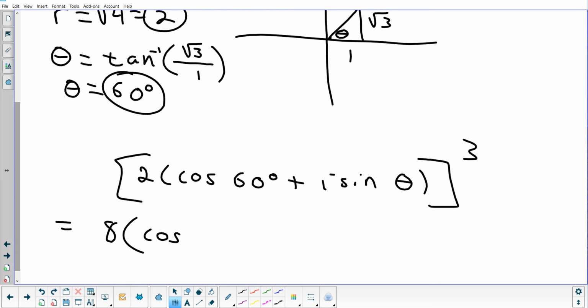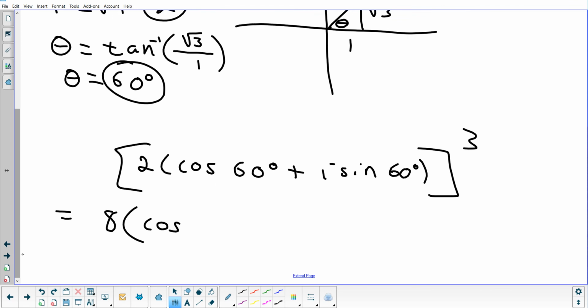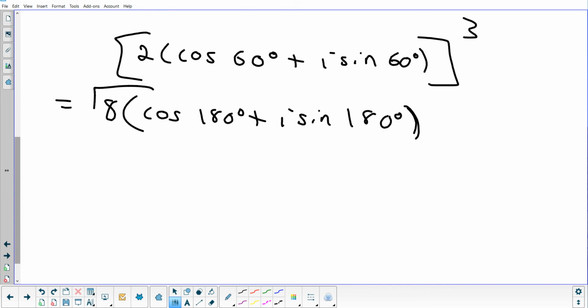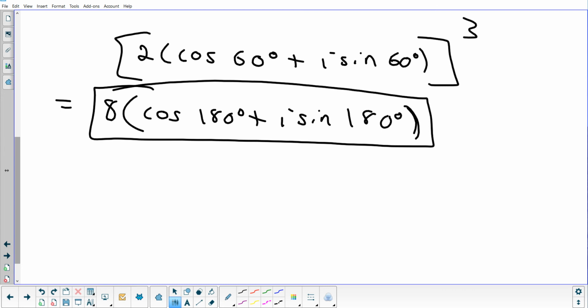And what's my angle? 60? Well, it was 60 originally, but I'm cubing it. I don't know why I forgot to write it right here. Can someone tell me what my angle would be? Matt? 180. How'd you get that? 3 times your degrees. Yeah, 3 times my angle, 60 times 3. And that is the answer to this problem in trig form. Any questions how we got that?